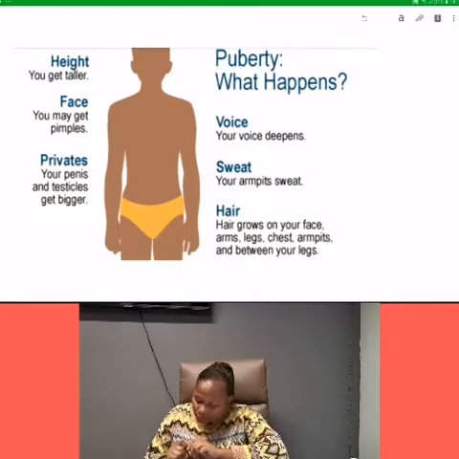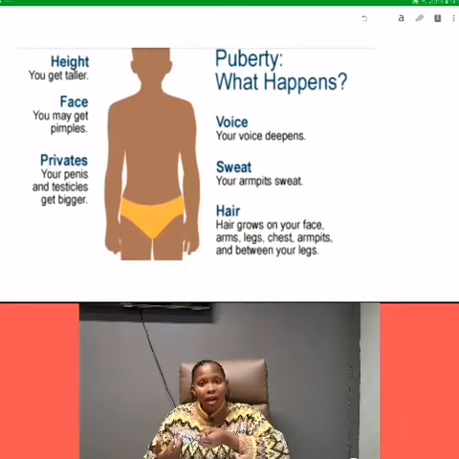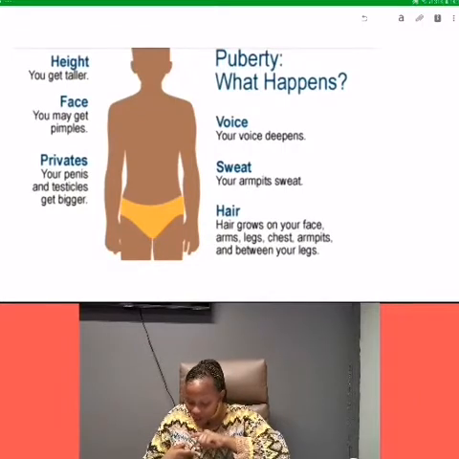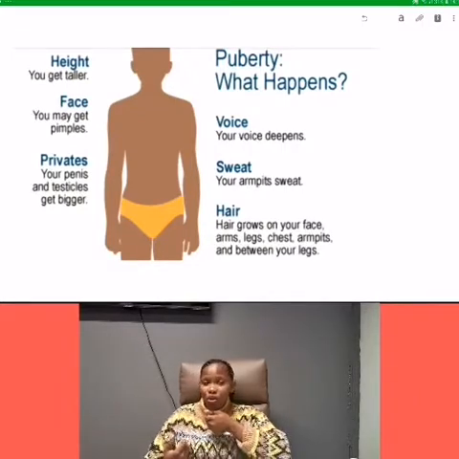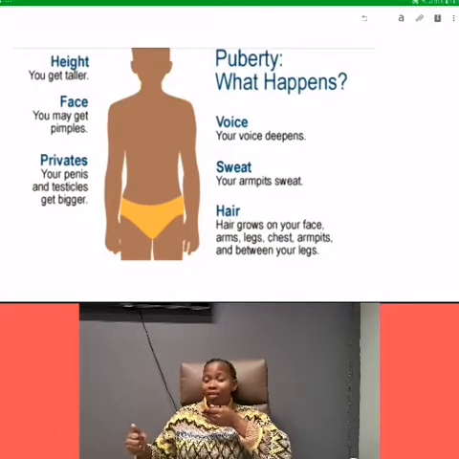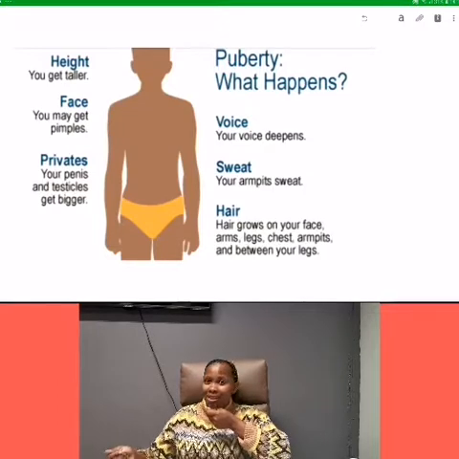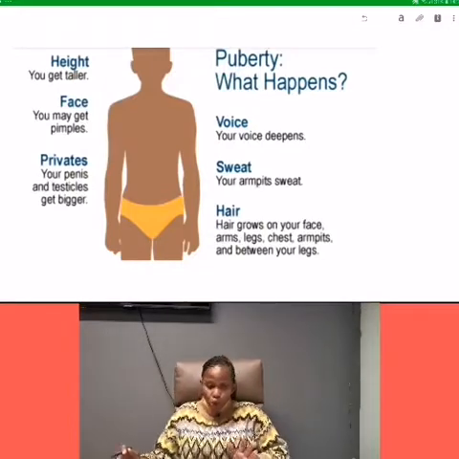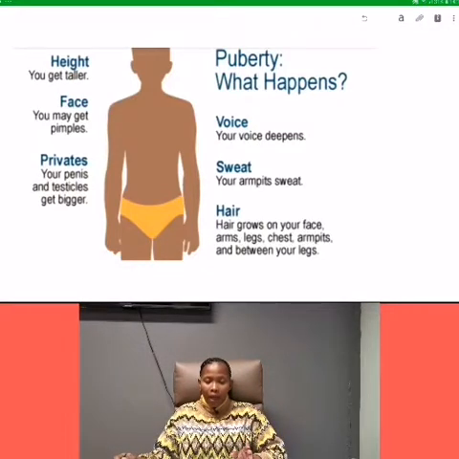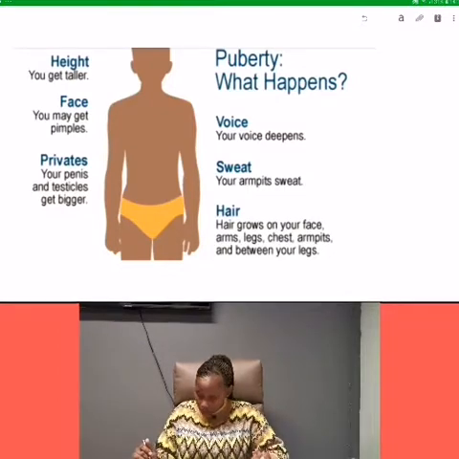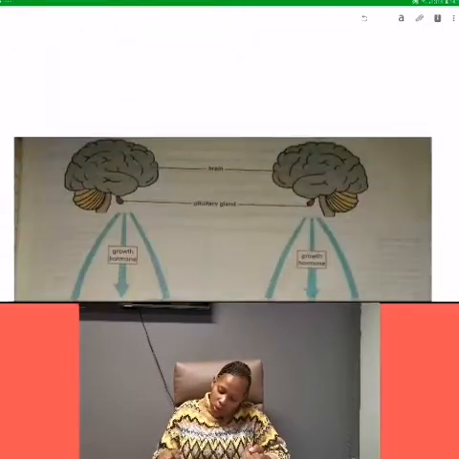And then a number of places on the male's body usually have hair. Your face, your arms, your legs, your chest, your armpits, and in between your legs. So when we compare the hair that grows on females and males, males have a higher number of places that grow hair. Now we are going to talk about the hormones that are responsible for these changes that occur during puberty.